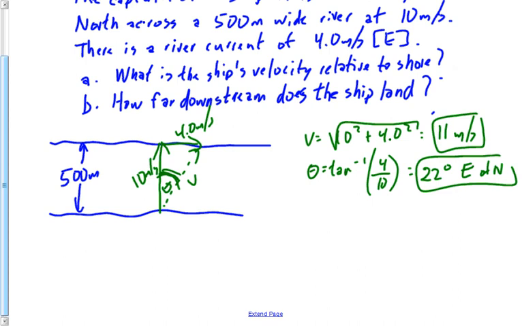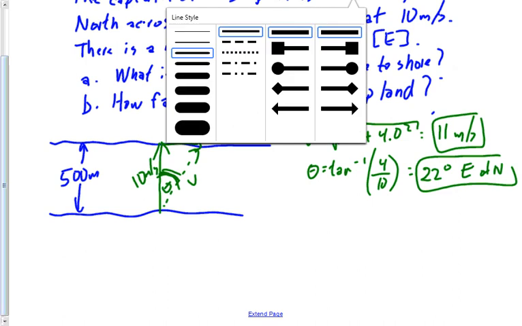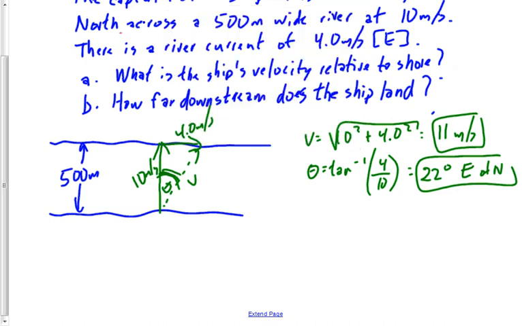Well, if we do this like the question that we did on Thursday or Friday of last week, then we're going to find the time first. We find the time by saying V is equal to delta D over delta T. Rearrange it. T ends up being equal to delta D over V.